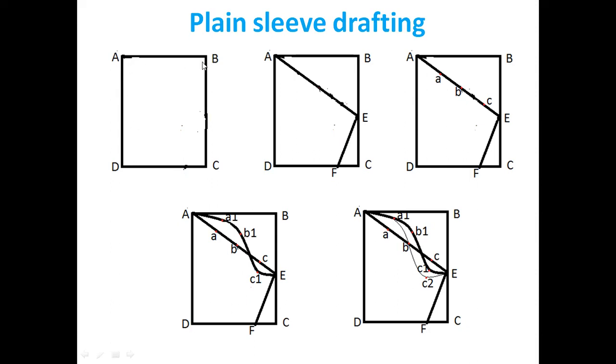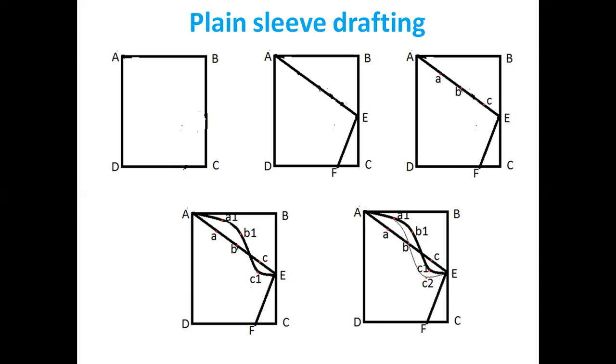Then you have to mark AB. AB is also a very simple one. It is half of your arm square depth. In addition to that, you have to minus 3/4 inch from the arm square measurement. So that measurement is called AB.